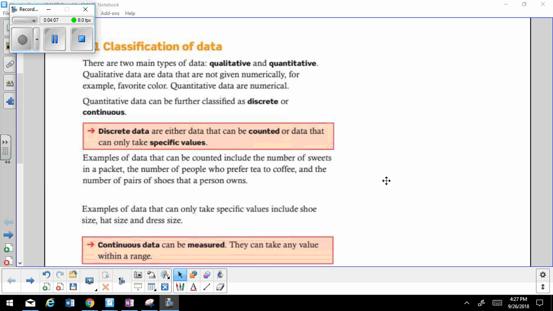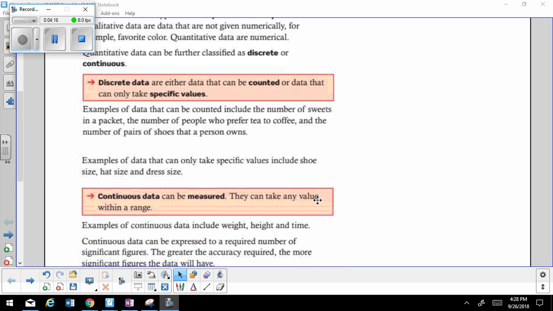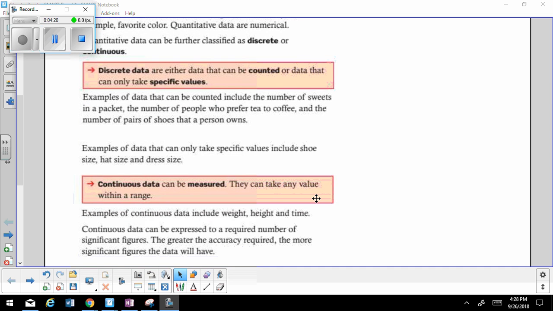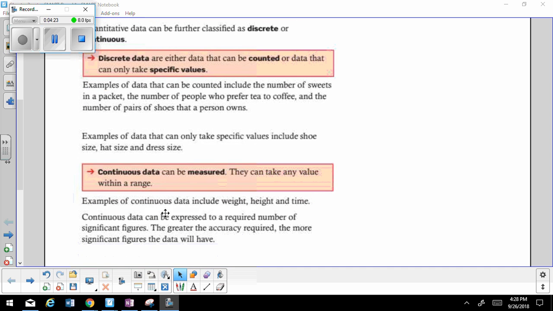If you remember it from algebra when you did domain and range, discrete, you listed it. Continuous data, that was when you use those inequalities to represent it because it included all of the numbers between the whole numbers. Okay, you can finish reading this and include the examples in your notes.